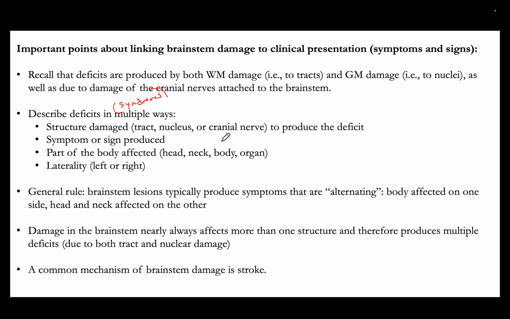When we talk about deficits or constellations of deficits, which are often described as brainstem syndromes, we talk about them in multiple ways. We talk about the structure damaged to produce the deficit, the symptom or sign that results, the part of the body that's affected. We'll talk about sort of head and neck together, and body. We will not talk about organs, but of course there are visceral effects of damage to cranial nerve nuclei. And finally, laterality, left or right side of the head or body.